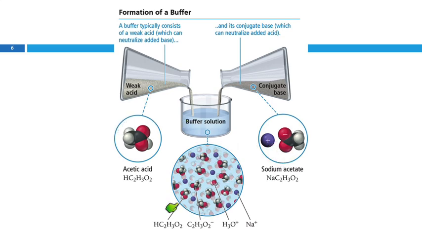And now we get a solution where there's roughly equal amounts of the conjugate base and the weak acid. This does not happen in a solution of weak acid alone, because weak acids only dissociate a little tiny bit, like 10%, right? And so there's just not enough of the conjugate base to be effective.